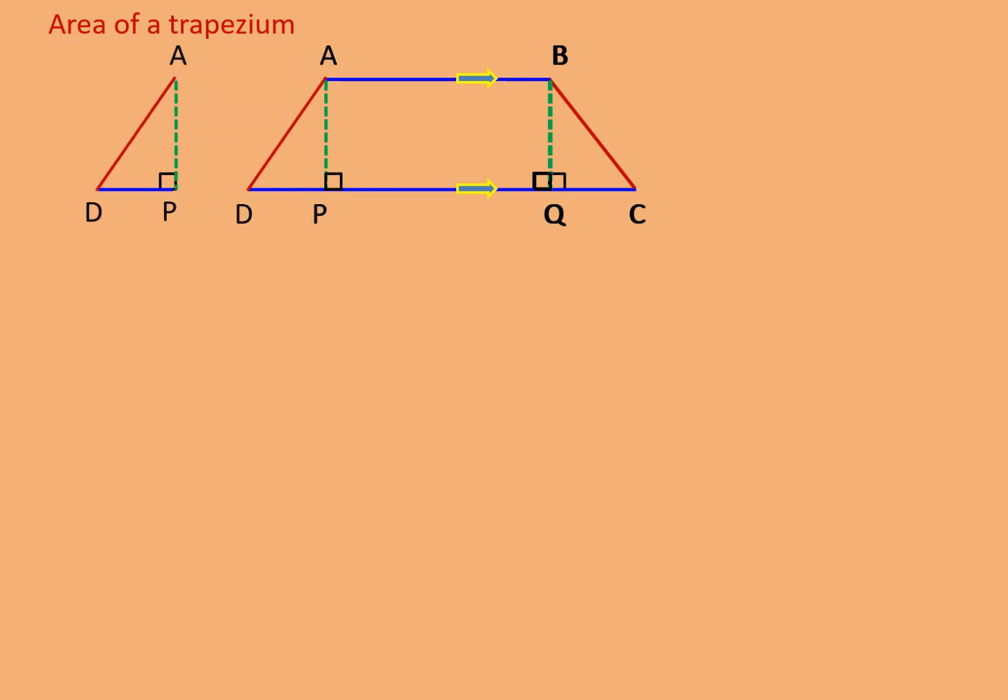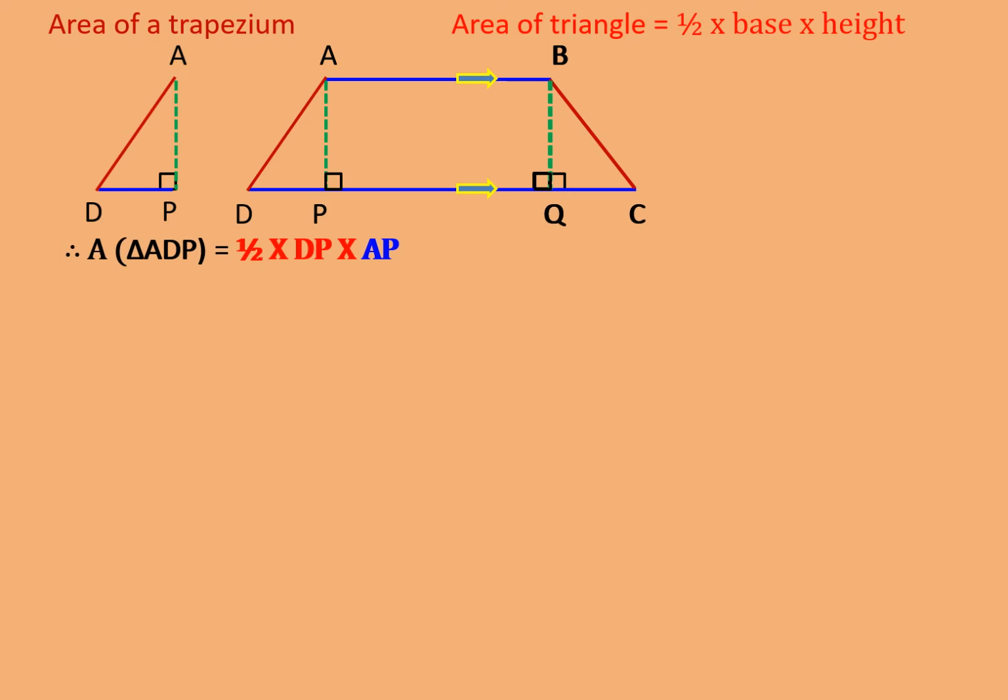which has a triangle to the left side. So that portion has come out. That is nothing but a right angle triangle. So area of a triangle is equal to half into base into height. Therefore, the area of triangle APD equals half into DP into AP. DP is the base and AP is the height.